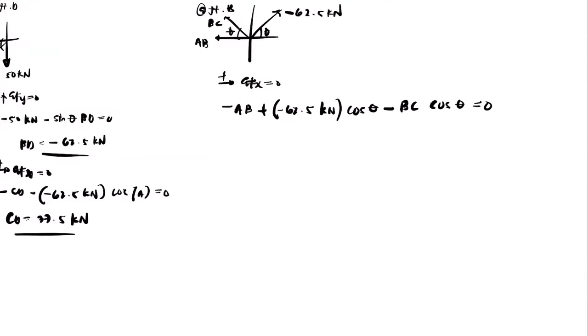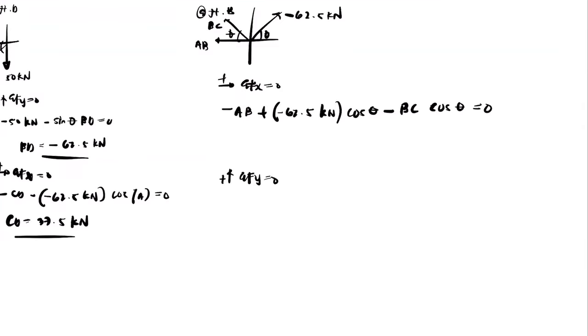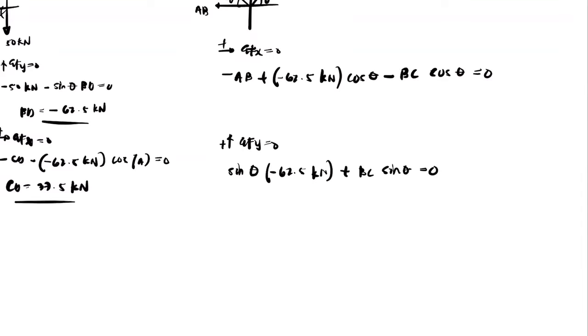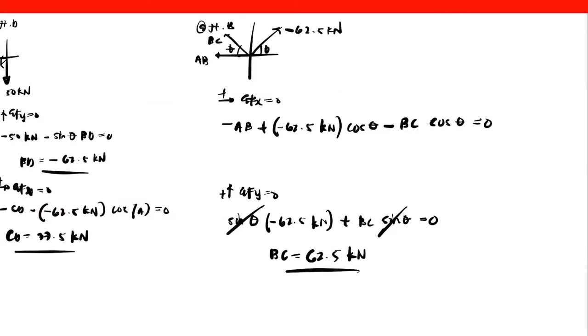Okay, two unknowns. Let's move on first. Summation of forces in Y is equal to 0. Going up is positive. We have negative 62.5 kilonewton sine theta plus BC sine theta is equal to 0. So, our sine theta will just cancel out. Right? And then BC is equal to 62.5 kilonewton. Okay? So, we now have BC.